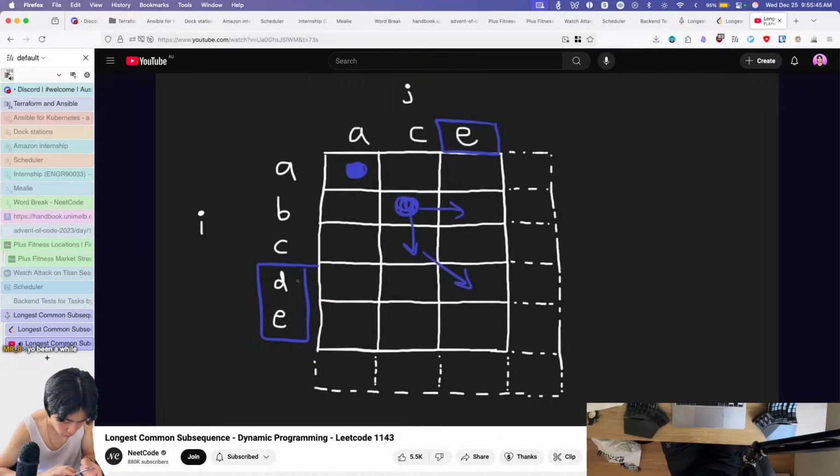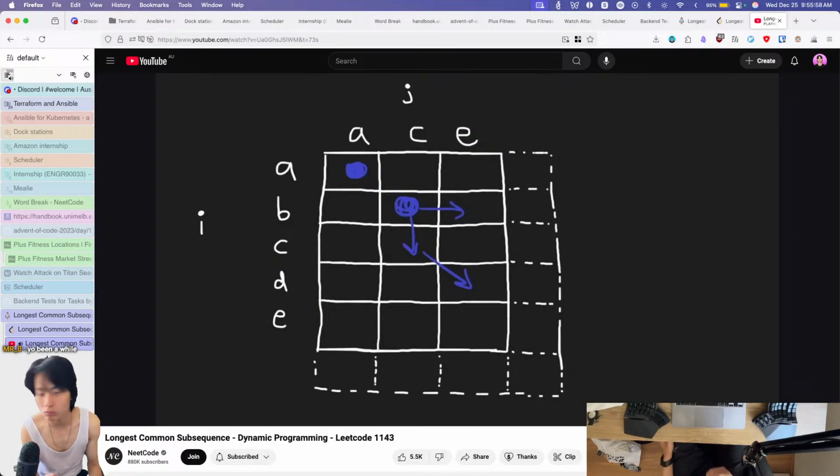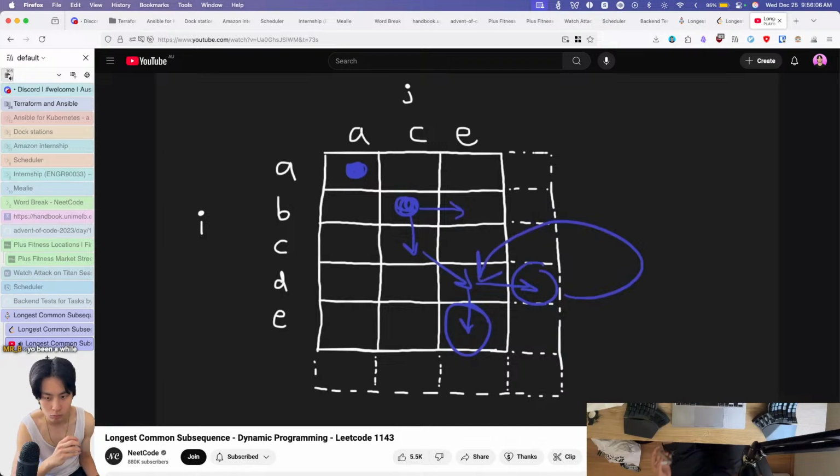Okay, so what are we going to do? Let's compare the first character, right? So D and E. So these characters are not equal. So remember what we do when the first characters are not equal. Then we can't go diagonally. So what do we decide to do? We go to the right and we go down and we take whatever the max of these two is and then put it in this value. That's what we're gonna do.